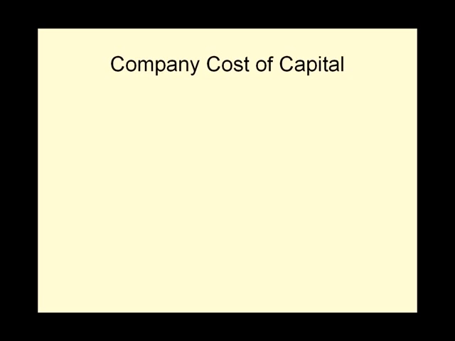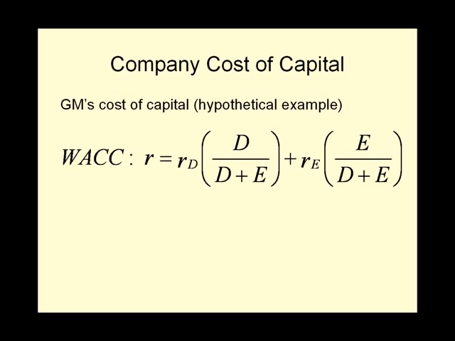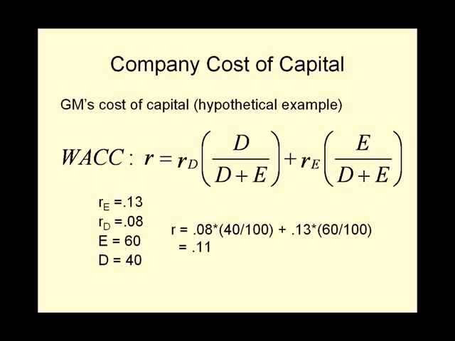Now let's use this estimate of the cost of equity to determine the weighted average cost of capital for GM. Once again, this is a hypothetical example. Here's our weighted average cost of capital formula. We have a required return on equity or a cost of equity of 13%. Let's assume that the cost of debt for GM is 8%. Further, let's assume that GM is financed by 60% equity and 40% debt. Then the weighted average cost of capital calculation gives us a company cost of capital for GM in this time period of 11%. This 11% rate is the starting point for determining the discount rate for GM's evaluation of a new business opportunity.